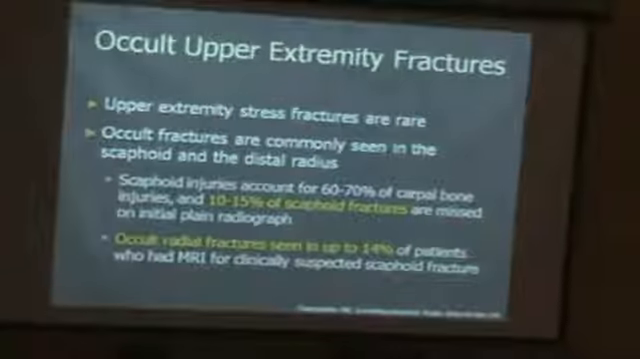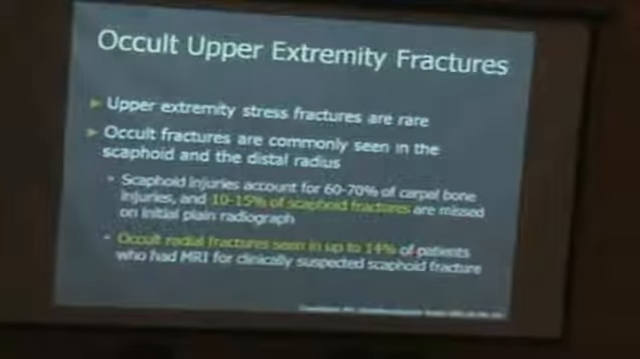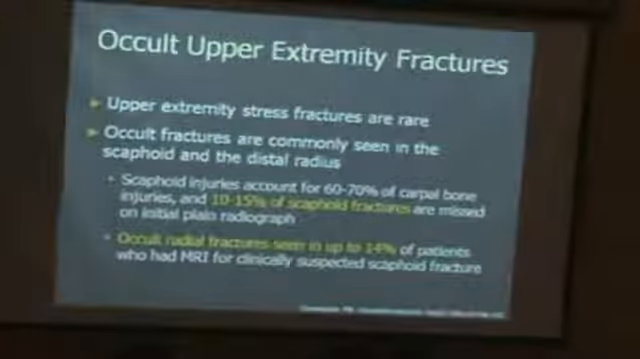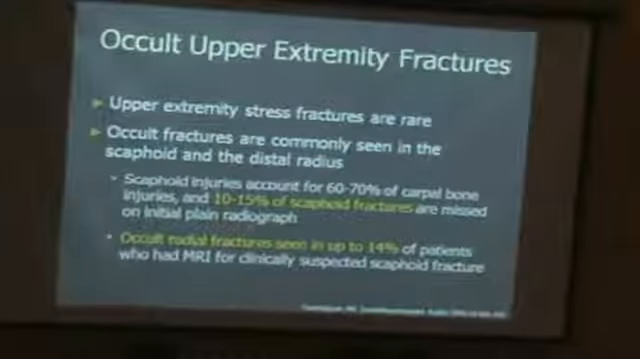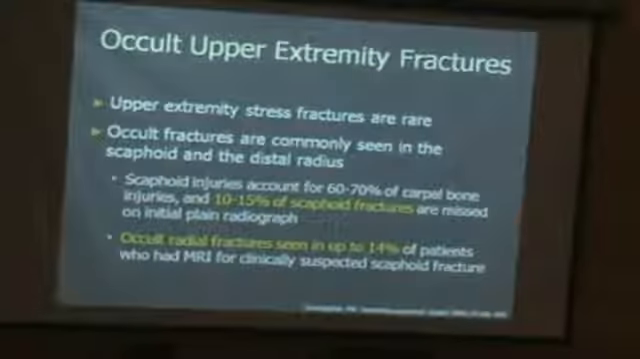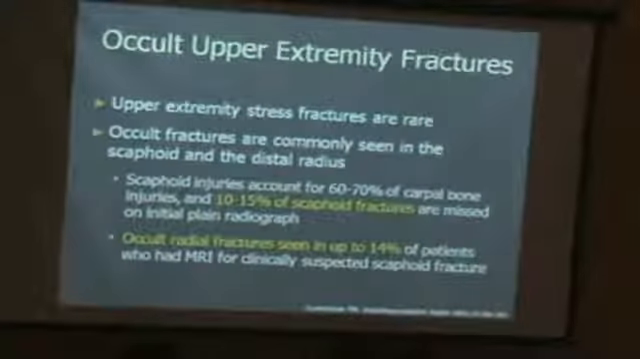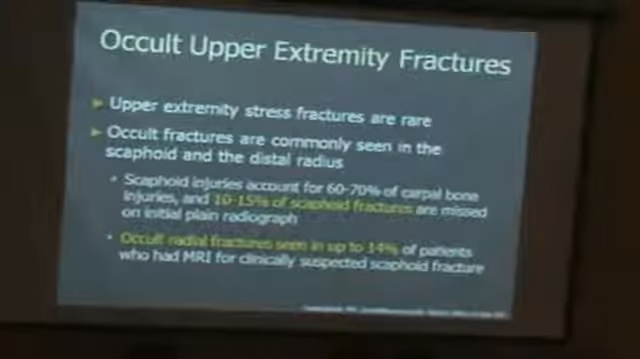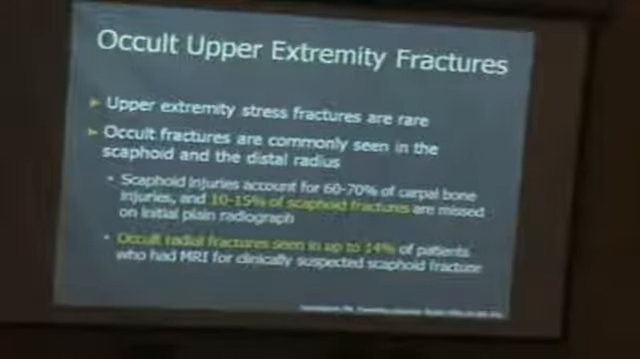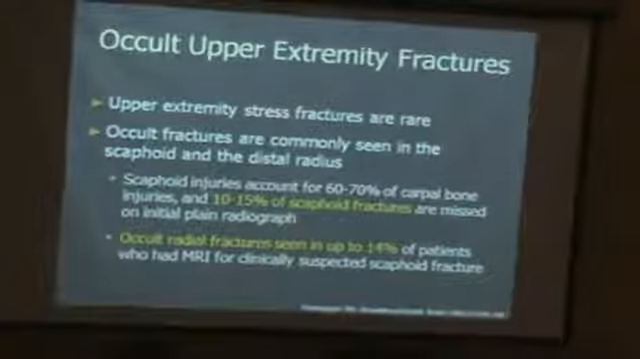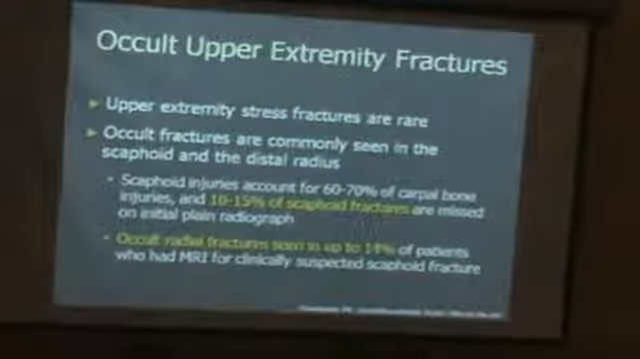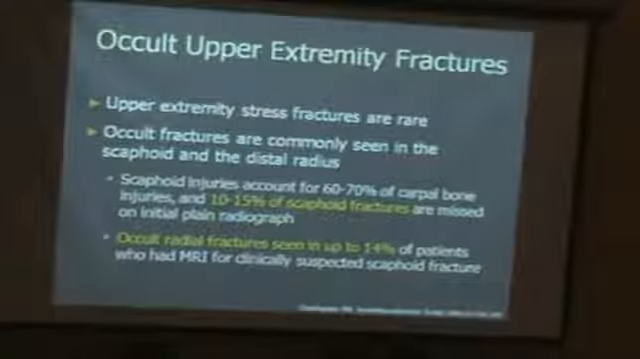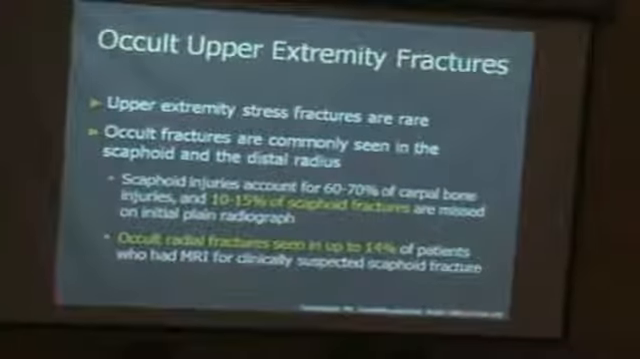Now for the radial fracture, they are seen in 14% of MRIs done for clinically suspected scaphoid fracture. That's from this scientific publication by Cunningham. So you do an MRI for a scaphoid fracture, and you find a fracture of the radius in 14% of the cases.